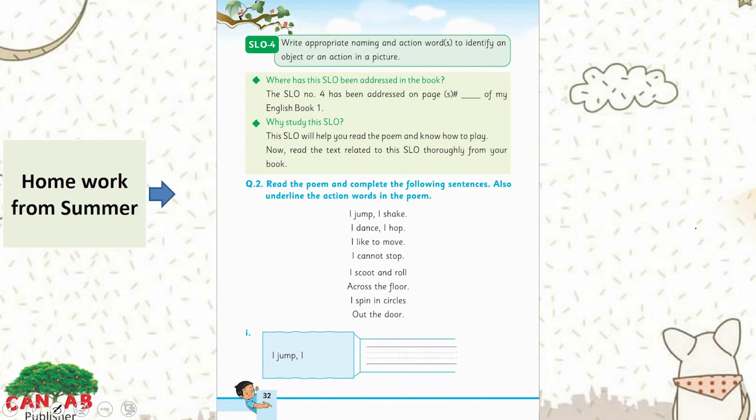This is your homework from Summer Pack. Question 2. Read the poem and complete the following sentences. Also underline the action words in the poem. What are the action words? Like jump and shake, which indicate physical movement. Read the poem first and then complete it.